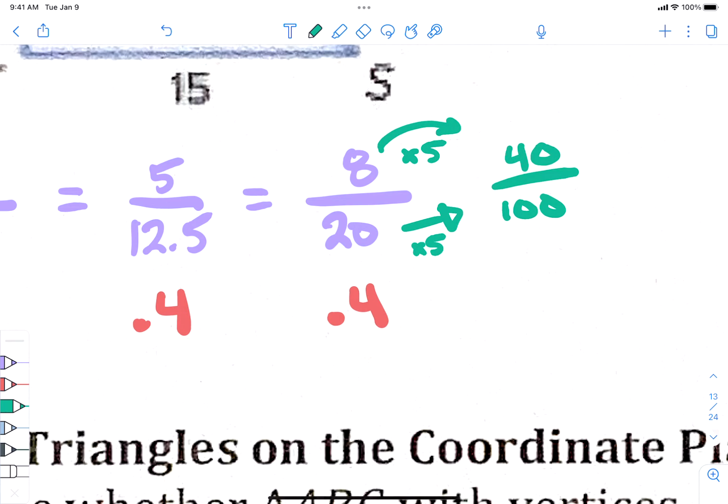What's 40 hundredths? 40 hundredths, right? Okay, same thing here. 12 and a half times 2 is 25, and this would be 10. So 10 25ths. Or then you can take 25 times 4, so this would be 100, and this would be 40. Make sense? So 40 hundredths. So you can do that in your head or by just multiplying by the same number to get those values.